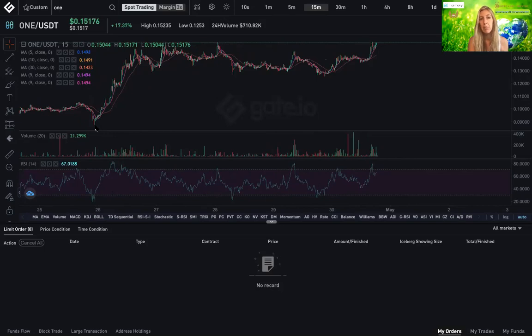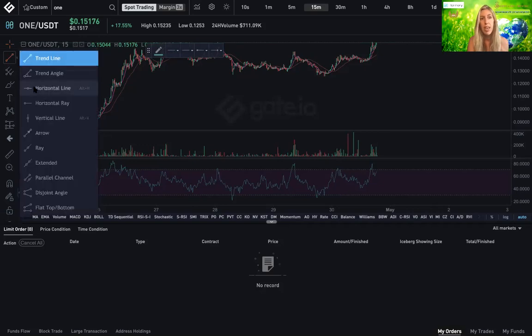Remember, we had the bloodbath just over a week ago, and that is where we hit that low very, very briefly down to around, what was it, 7.97 cents. But then you can see after that, that Harmony bounced back very nicely. So let's just put some lines in here to take a look at where we're at.